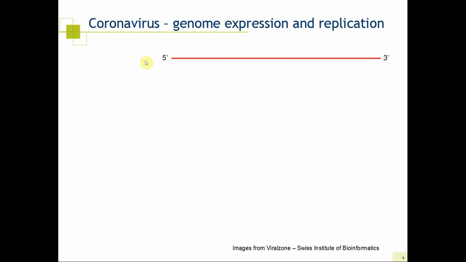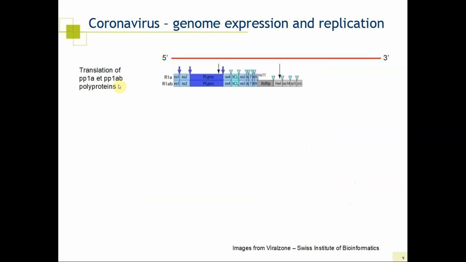Well, the first thing that happens is, the host cell ribosomes will bind to the 5' end. They are capped, so they're recognized by host cell ribosomes, and translate the PP1A and PP1AB polyproteins. So these polyproteins are then cleaved by the viral proteases into functional proteins. And what is important here is you have an RNA-dependent RNA polymerase. So that's coded in what's called non-structural protein 12, NSP12, and a helicase function, which is also essential for replication.